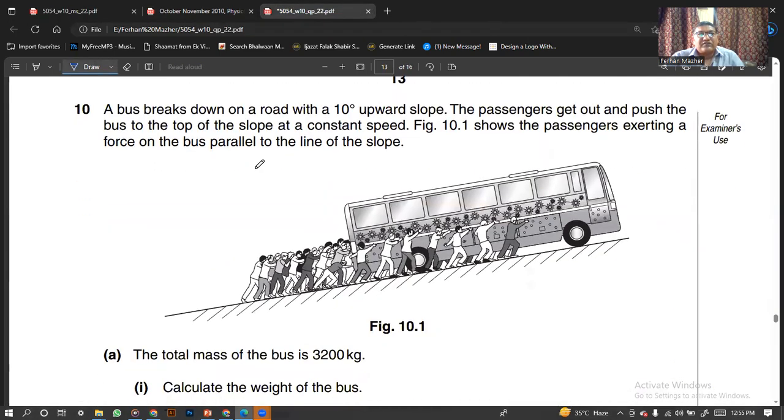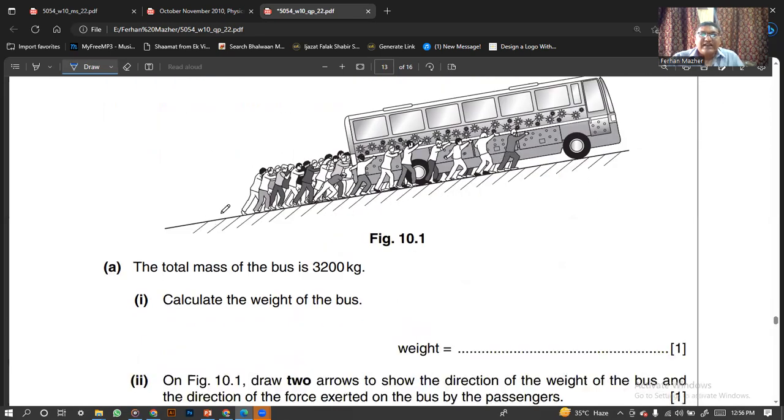Okay, so we are going to the next question. That is question number 10. A bus breaks down on a road with a 10-degree upward slope. The passengers get out and push the bus to the top of the slope at a constant speed. Figure 10.1 shows the passenger exerting a force on the bus parallel to the line of the slope.